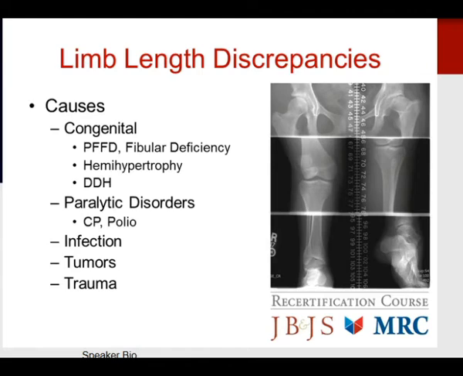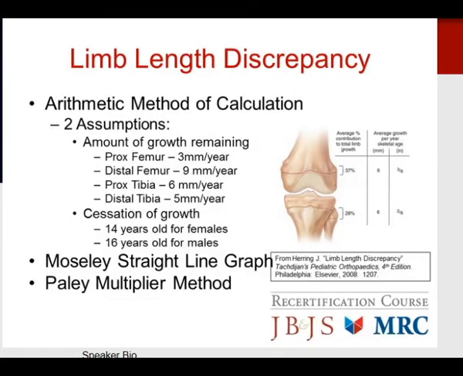Limb length discrepancies are due to a host of reasons. However, the most testable etiologies include proximal focal femoral deficiency, fibular deficiency, as well as post-infectious or post-traumatic growth arrest. Your treatment relies on the amount of growth remaining as well as the projected limb length discrepancy at skeletal maturity. There are a couple different ways to calculate the leg length discrepancy at maturity.